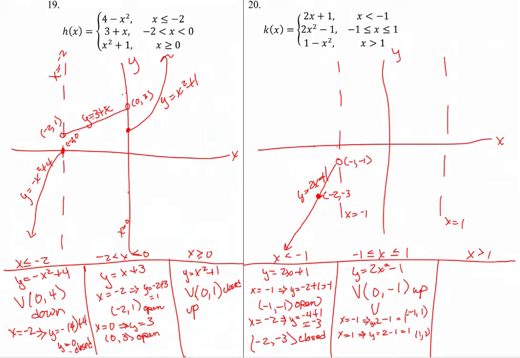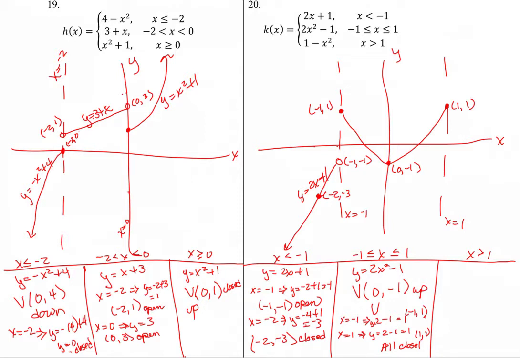So I have 0, negative 1, and that's a closed circle. You're negative 1, and these are both closed. All right, and I have 1, 1, and I have negative 1, 1. There. All right.